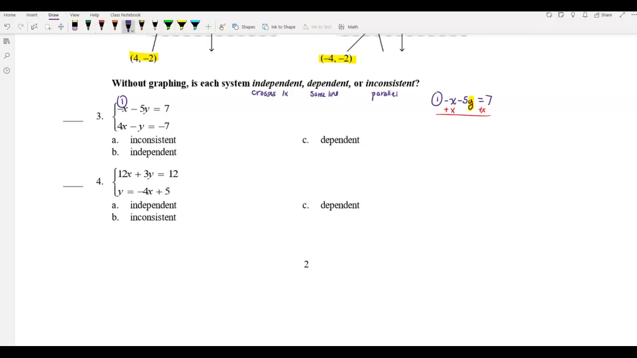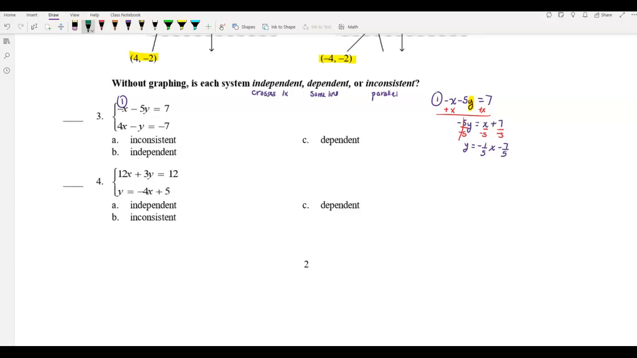We now have -5y equals x plus 7. Still need to make sure that y is by itself. So we're going to divide every single term by -5. And I get y equals -1/5 x minus 7/5.